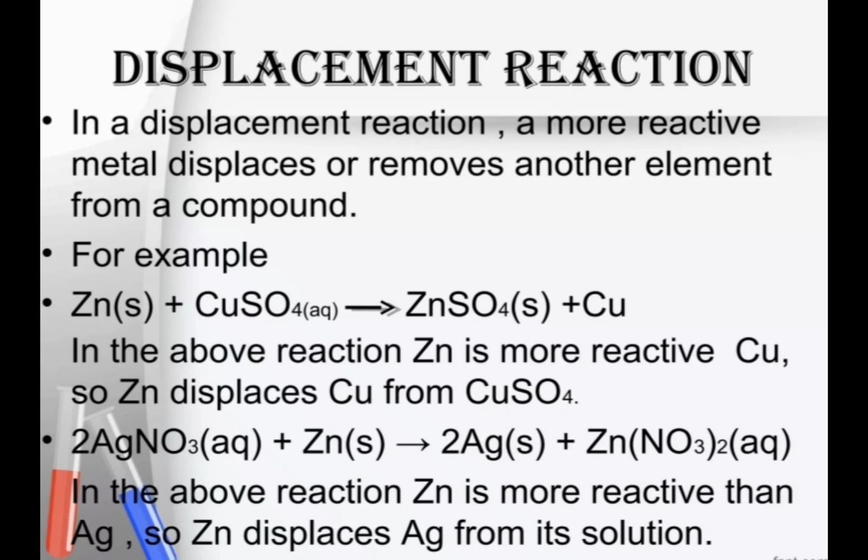For example, zinc replaces copper ions from its salt solution. Another example is that iron replaces less reactive copper ions from the copper sulfate solution. So blue colored copper sulfate solution turns into ferrous sulfate solution. It is also called a simple displacement reaction.